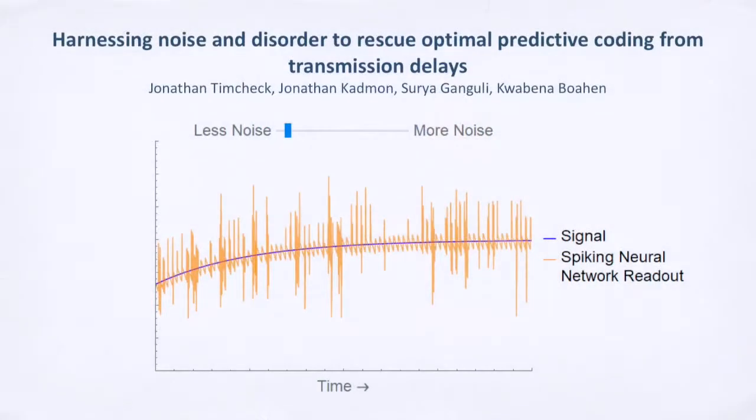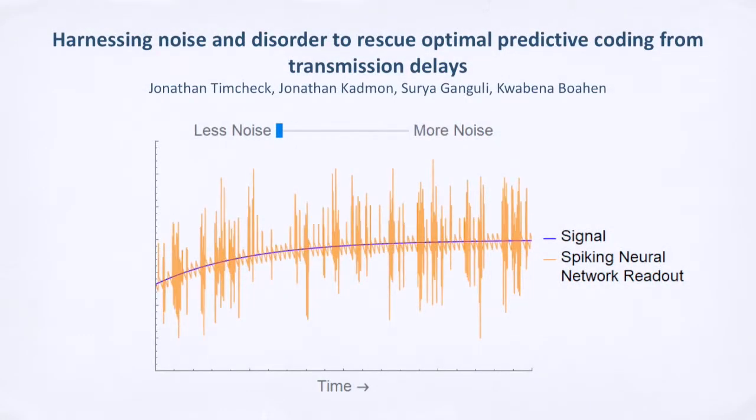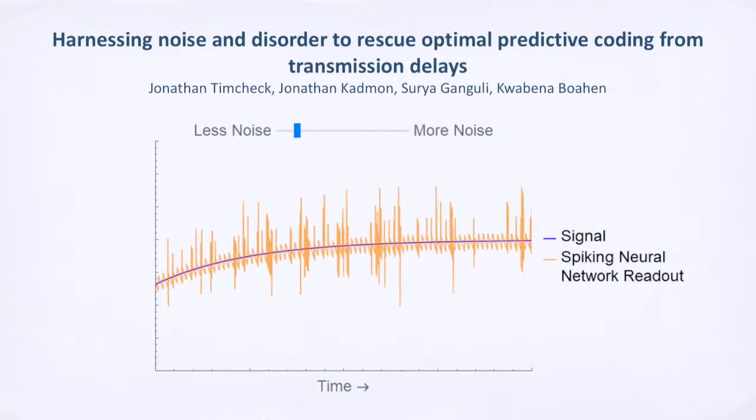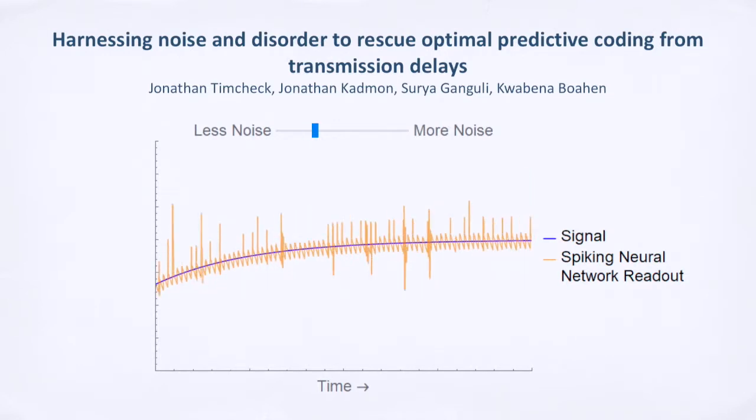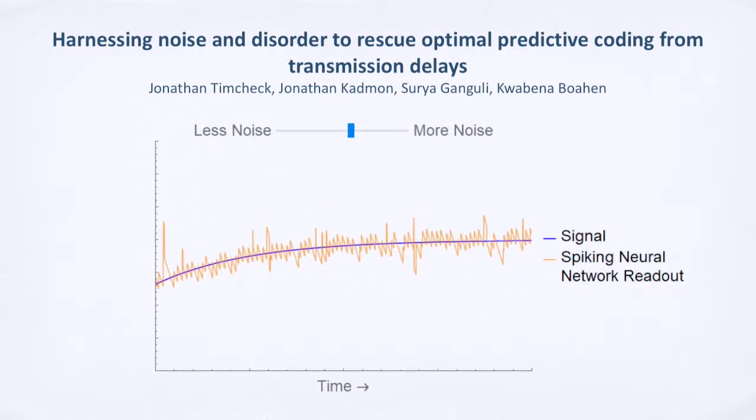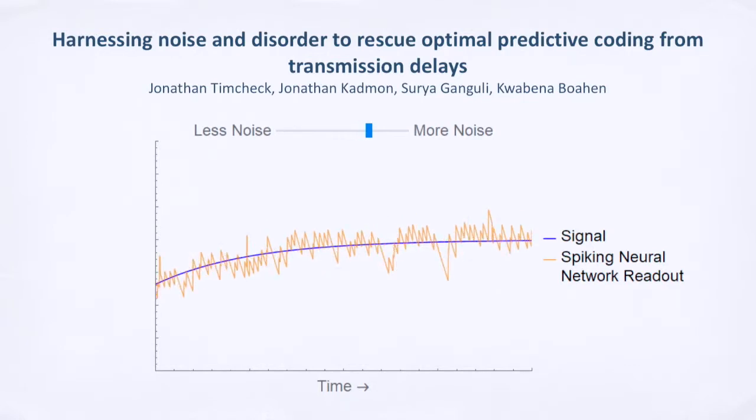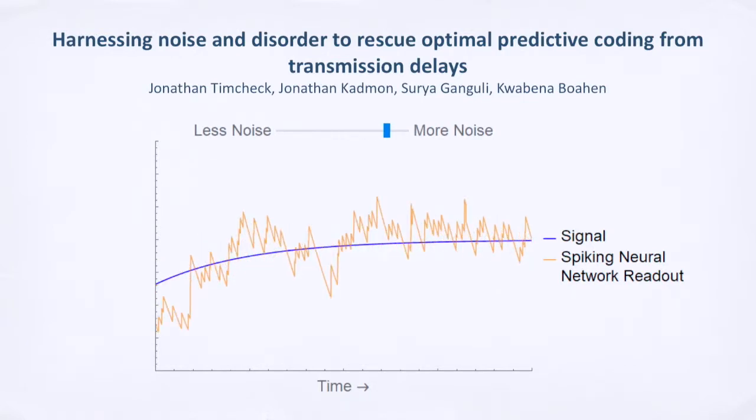So I study this question in spiking neural networks. And here's an example on the slide. You can see this animated GIF. And the idea is you see the noise being varied from less noise to more noise. And then you see the spiking neural network trying to read out a signal. The signal is in blue, and the spiking neural network readout is in orange.